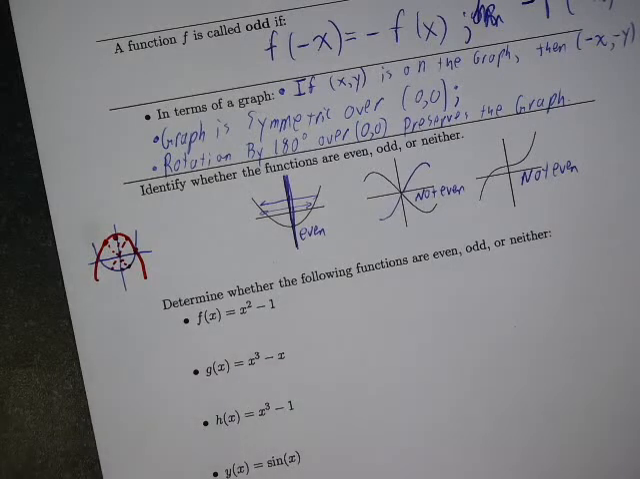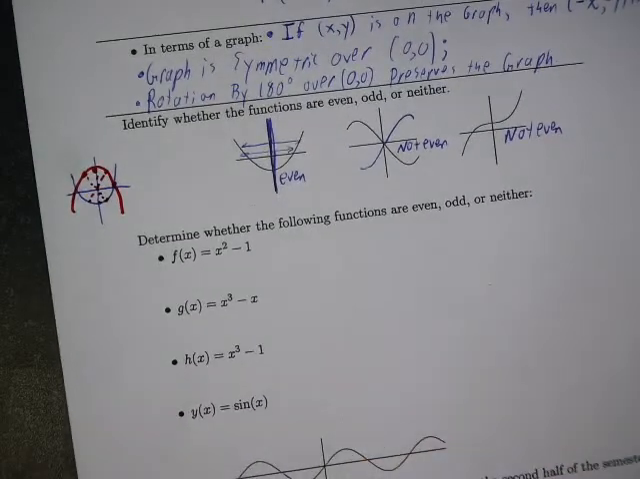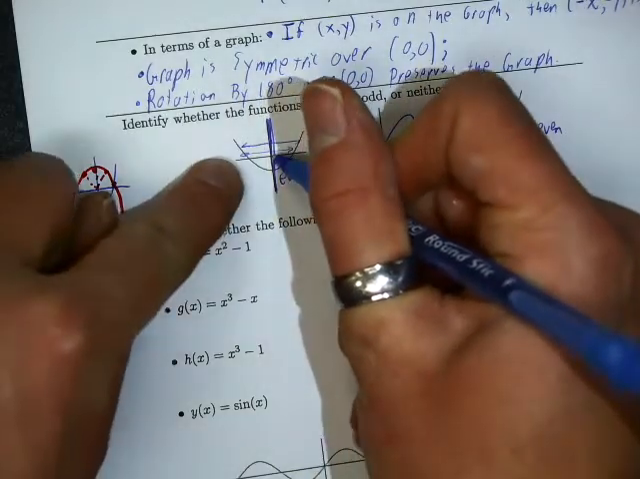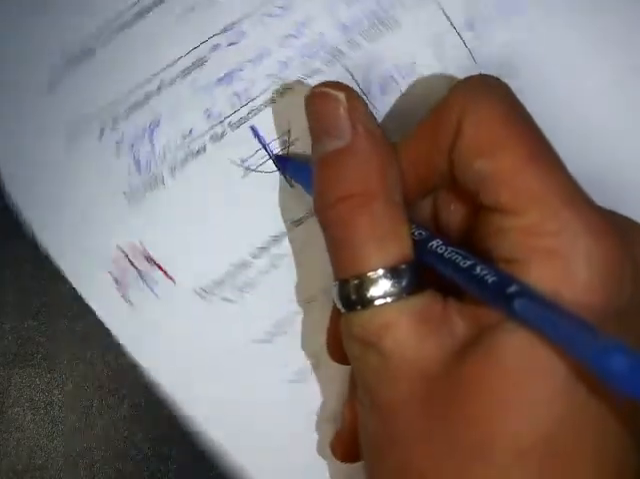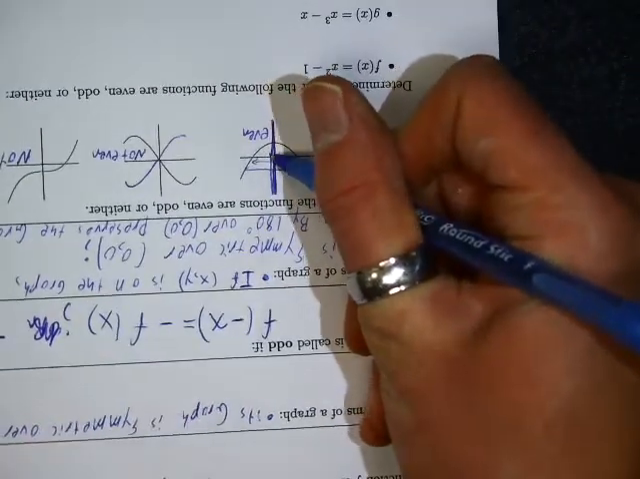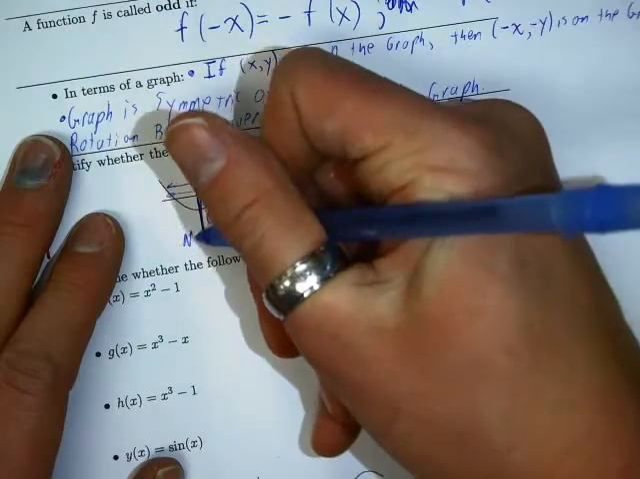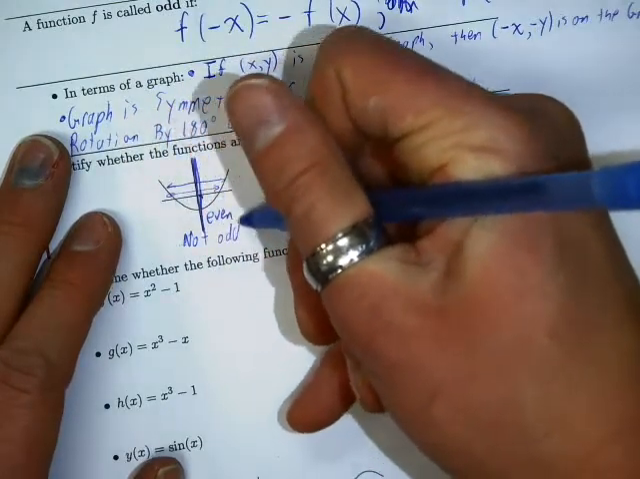Here's another way to get the reflection over the origin. Rotate 180 degrees over the origin. And that's handy because I can actually do that. I can pin the origin down. You remember what that graph looks like? I can rotate by 180 degrees. Do I get the exact same graph again? No. So this is even and not odd.